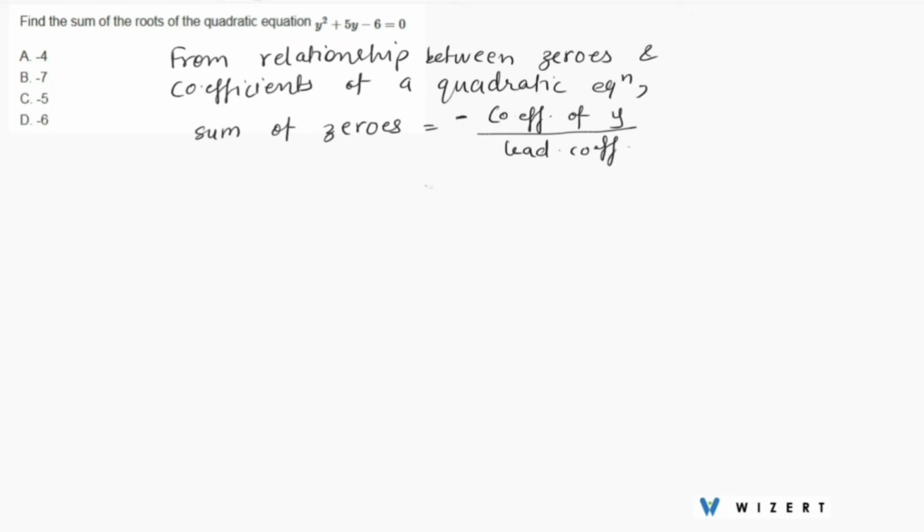negative of that. So in this case the sum of zeros is negative of 5 divided by 1, which is minus 5. Therefore the sum of zeros is minus 5. So let's look at the options. Yes, the answer is option C.